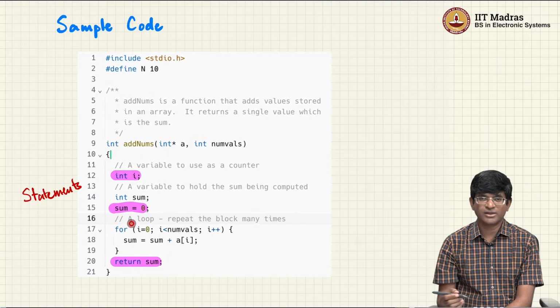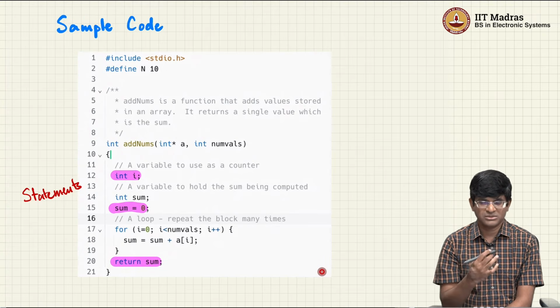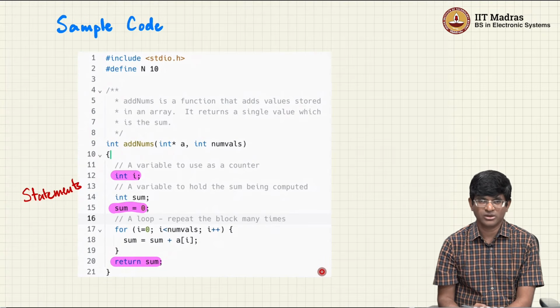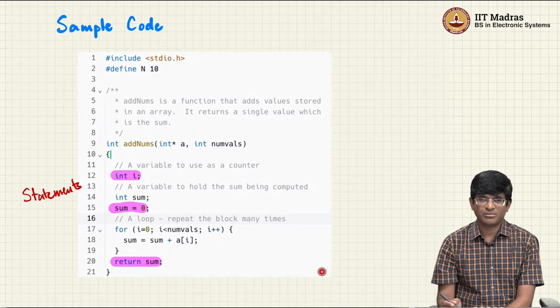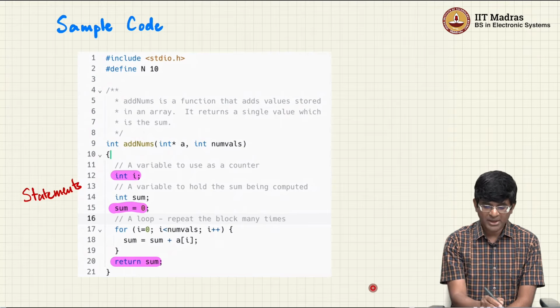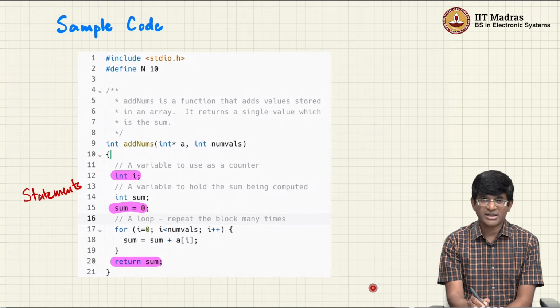Another one is sum equal to 0, right. So this is easier to understand. It's saying that I have a variable, and I want to assign the value 0 into it. Once again, just a statement followed by a semicolon, okay. Return sum is yet another example of a statement. Each of these is a standalone statement. For that matter, sum equal to sum plus a of I is also a statement, right.